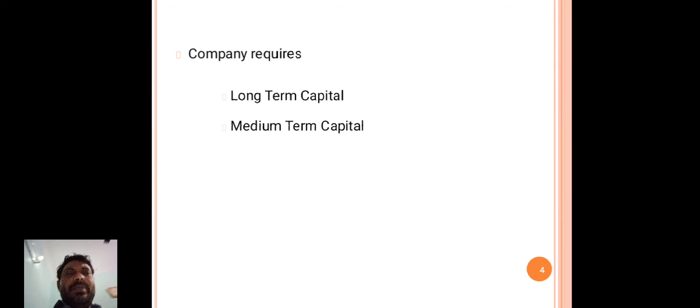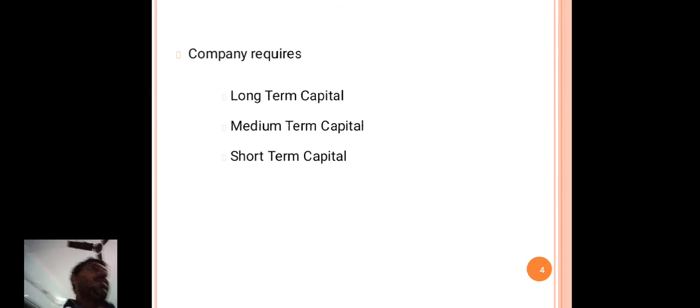So the capital requirement of companies is for long term, medium term and short term. The joint stock company issues shares to procure long term capital.